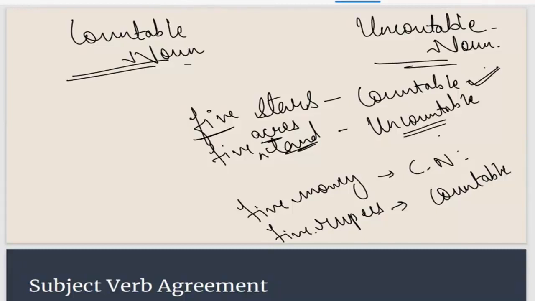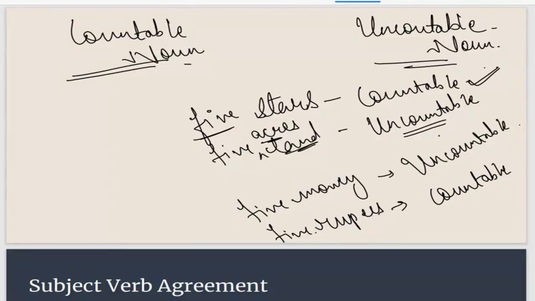Now let's have a look at the third word, money. If I say I have 5 money in my pocket. Do you say that? No, we don't say that. So here money is not a countable noun. Money is an uncountable noun because money is not only rupees. Money is all about the liquid market, gold, everything comes under money. So money cannot be counted in numbers.